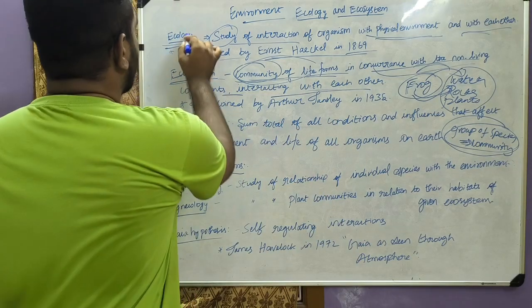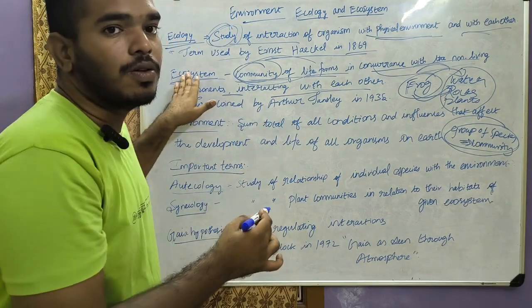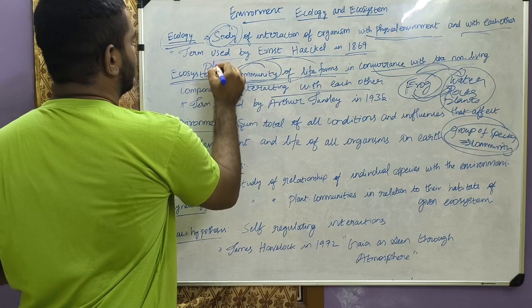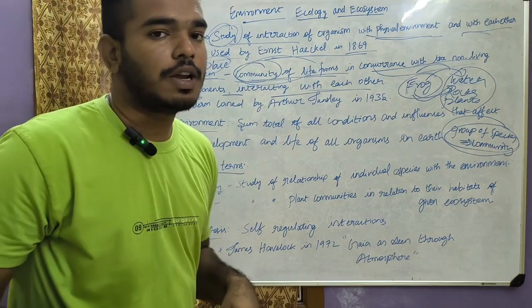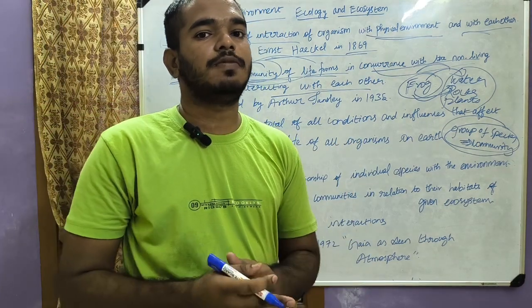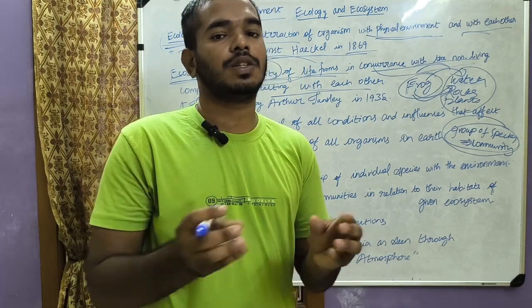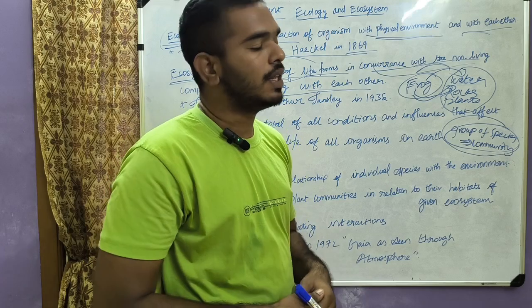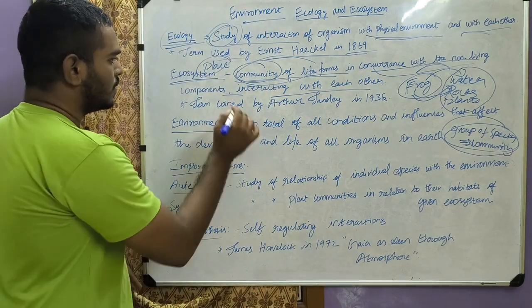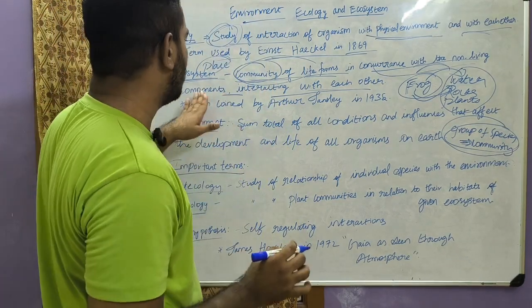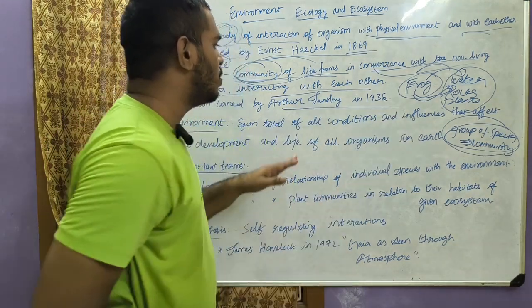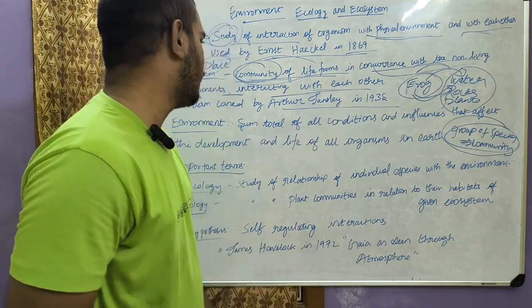Simply saying, ecology is a study, but an ecosystem is a place. An ecosystem is one particular place where a group of species or a community lives together and interacts with the non-living things. Next, this term ecosystem was coined by Arthur Tansley in 1935.